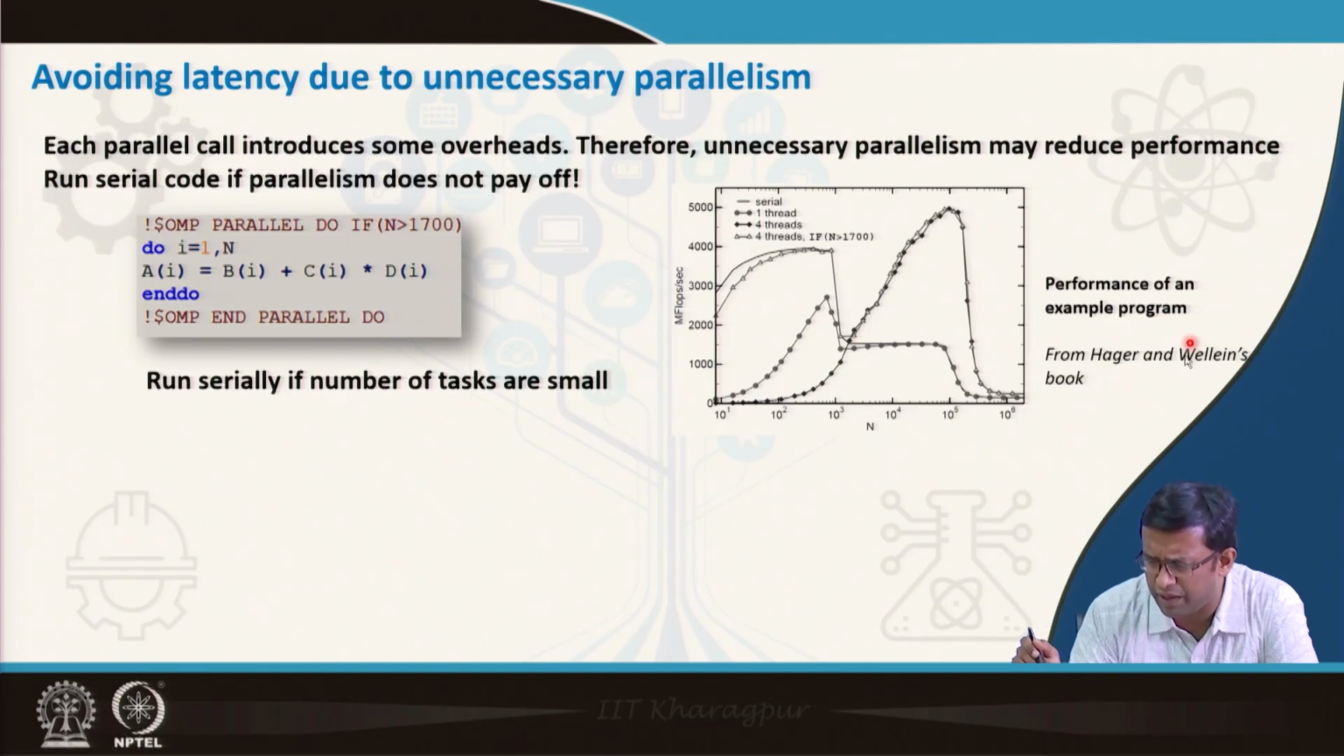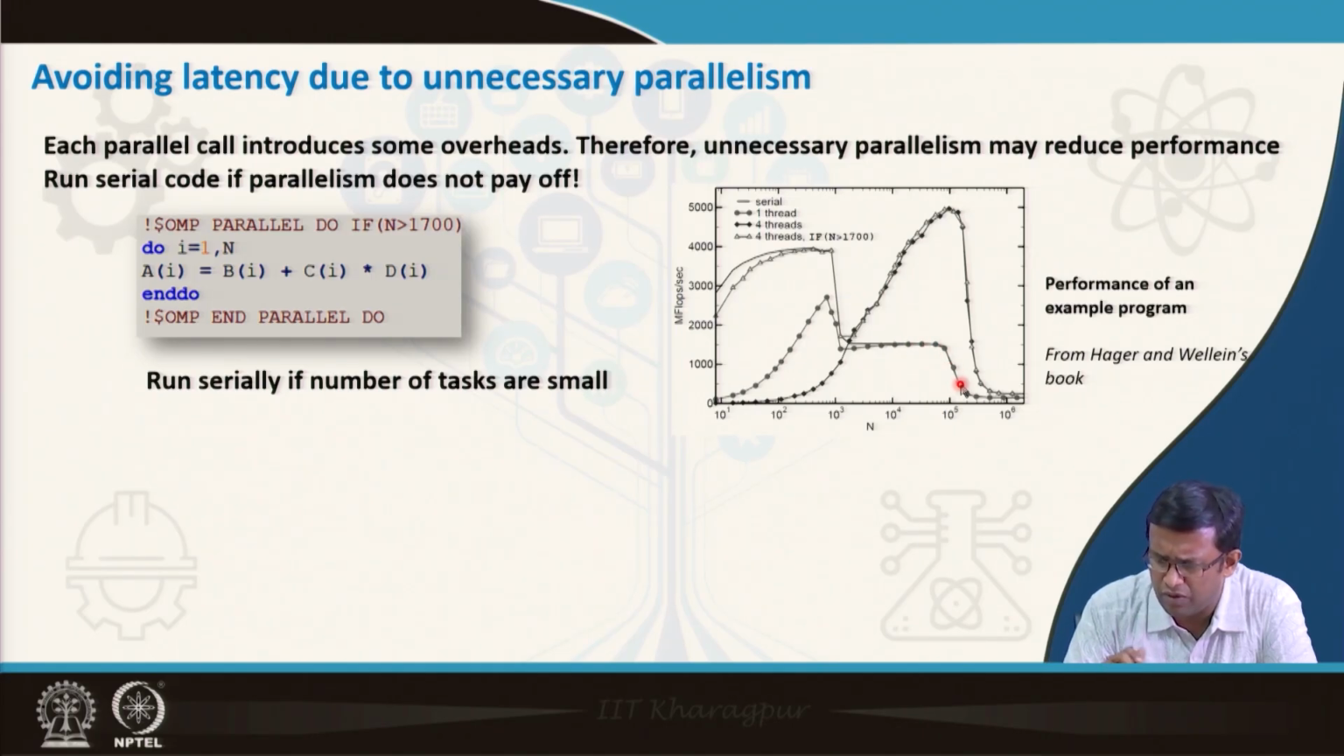And this is taken from the Hager-Wellein book. In this example, addition of 3 arrays is done, and we can see the serial performance. As n increases, serial performance initially increases because it can utilize the entire cache line, and then around 1000 serial performance drastically drops. Then, because the number of iterations is large, it takes a large amount of time, and the serial performance keeps falling.